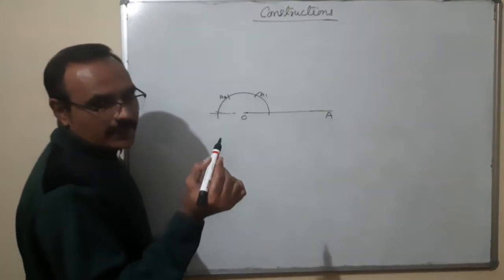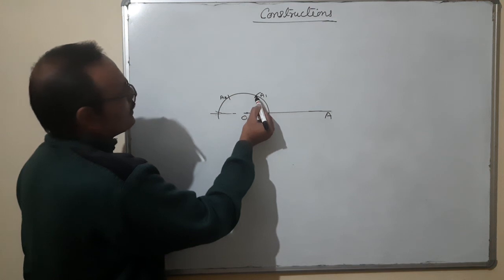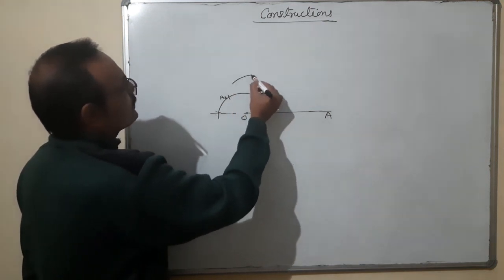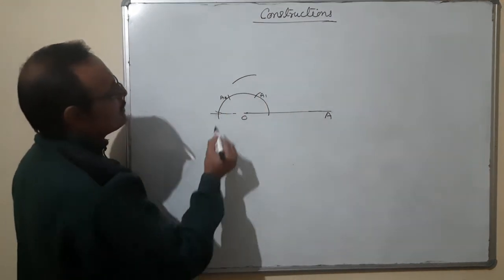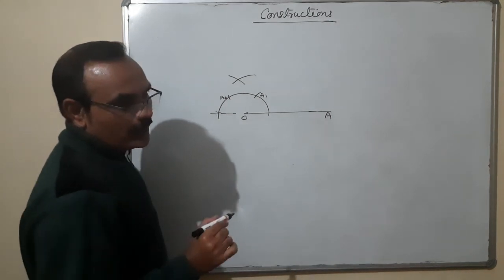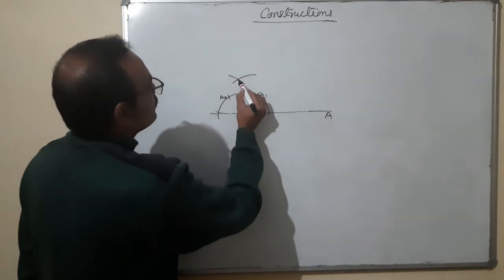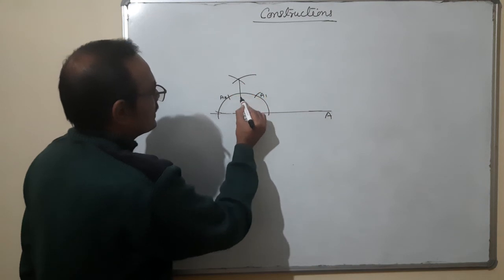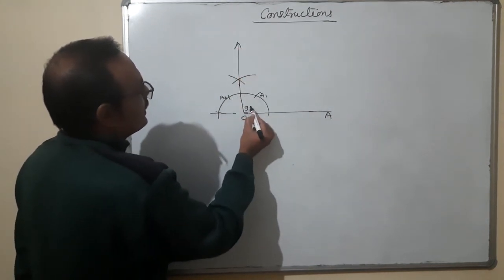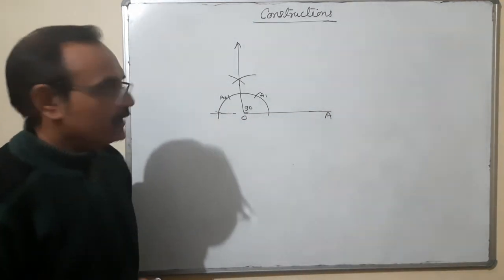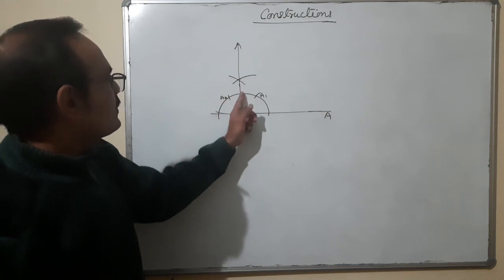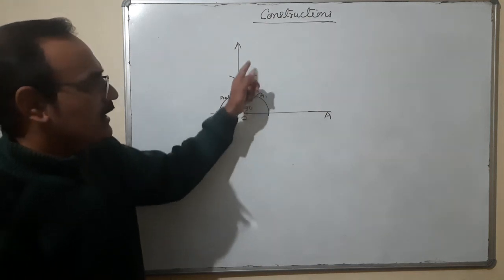Placing the needle point at A1, open the radius more than half of A1A2, draw an arc. Having the same radius, placing the needle point at A2, cut this previous arc. The point where both the arcs are intersecting, you can join it from there to the center. Okay. So that becomes a 90 degree angle. You can see this is 60, half of 60 is 30, 60 plus 30 is 90 degree.